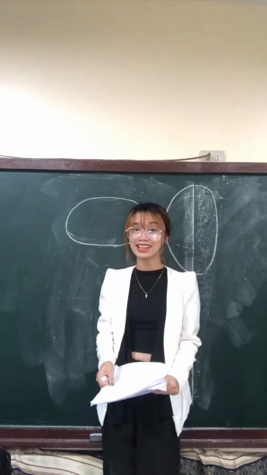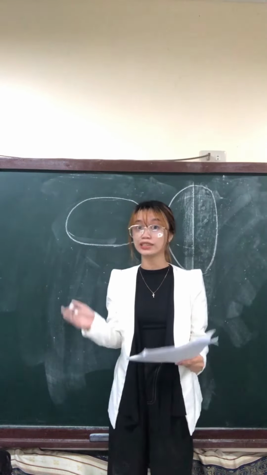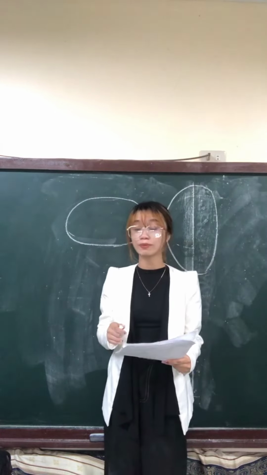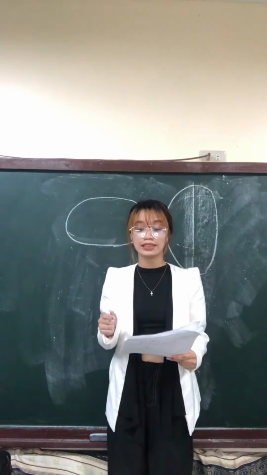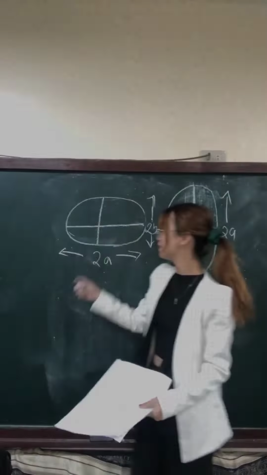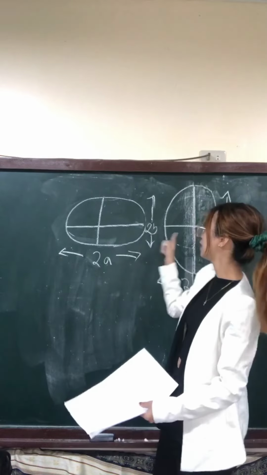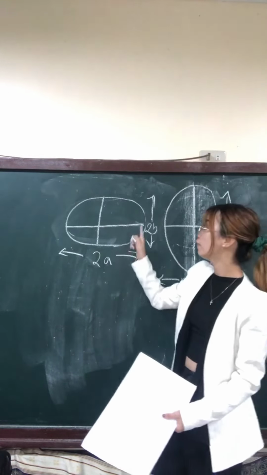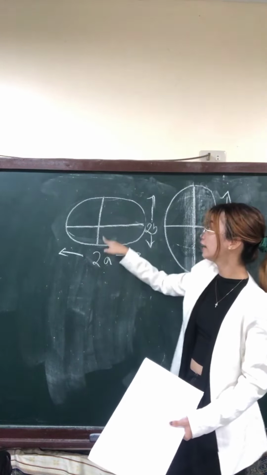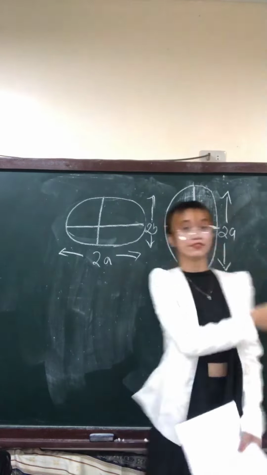So now, let's discuss ellipses. It is a plane curve surrounding two focal points, which we call the foci, in such a way that for any point on the curve, the sum of the distances to the focal points is constant. So we have the major axis at the horizontal line, which is equal to 2a. Same with the vertical line. And for this horizontal ellipse, the vertical line is equal to 2b, and the same for this one.